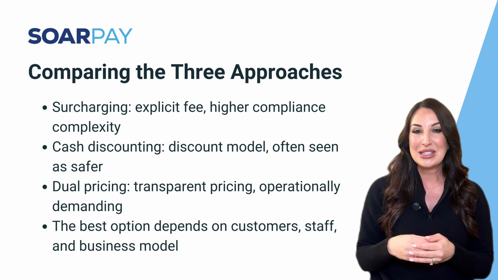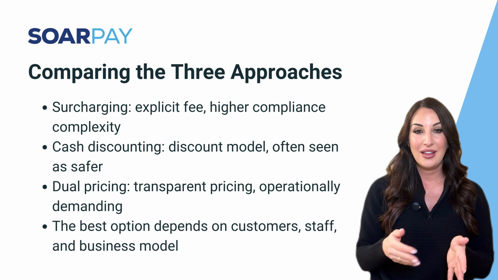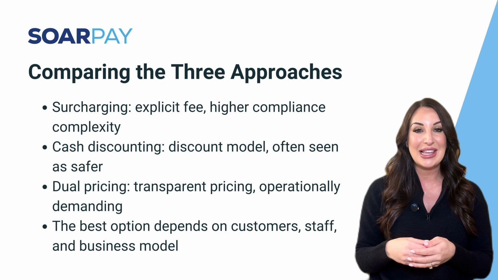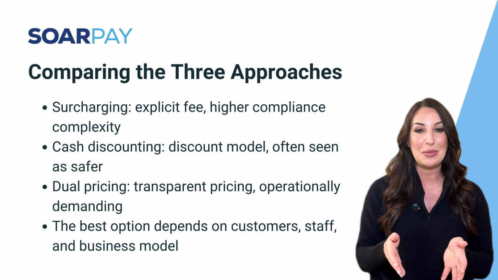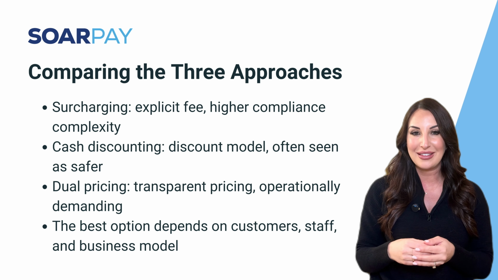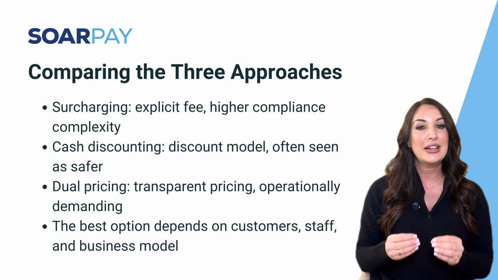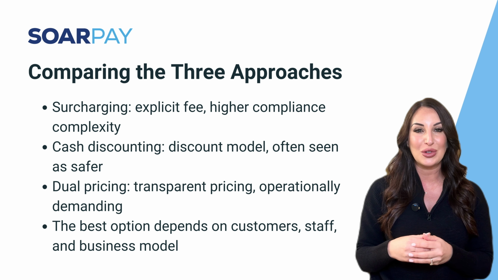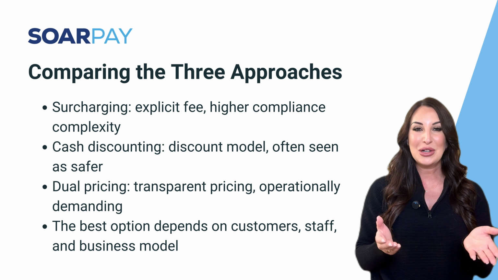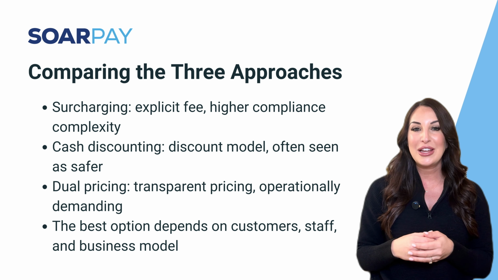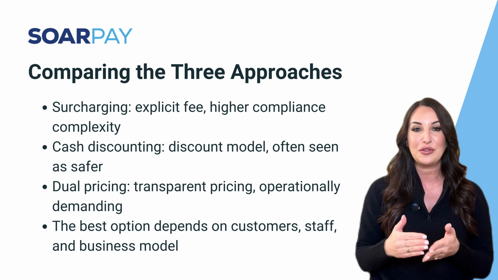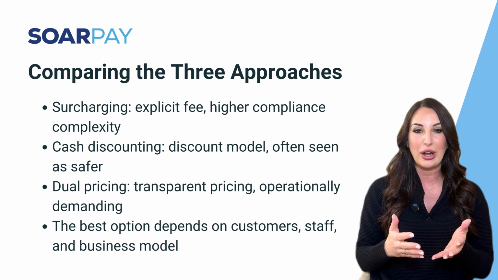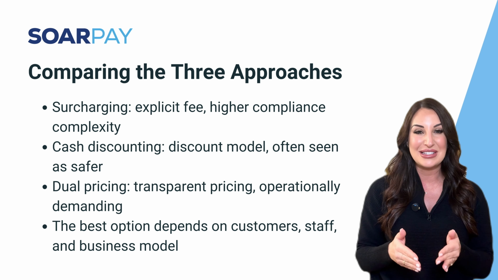So, how do these approaches compare? Surcharging is the most explicit, but also the most regulated. Cash discounting relies on a discount model that many merchants find easier to manage when implemented correctly. Dual pricing offers the clearest transparency for customers, but requires strong operational discipline behind the scenes. There's no single best option for every business. The right choice depends on your customers, your staff, your pricing structure, and where you operate. What matters most is consistency.